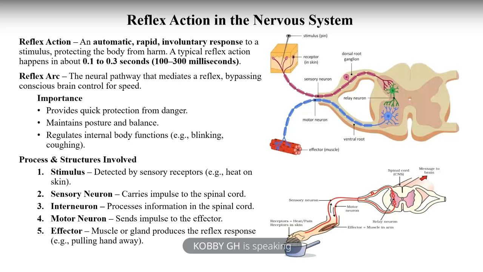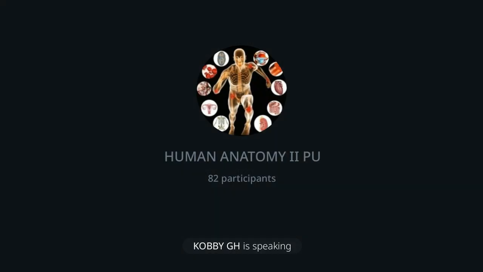Now let's look at how a typical reflex action occurs. Pay attention here. This is the skin of an individual. Within the skin, we have a receptor over here, and the receptor is a neuron. Please pay attention, the receptor is a neuron. What type of neuron is this? This neuron is taking information from the skin to the spinal cord. What type of neuron is this?